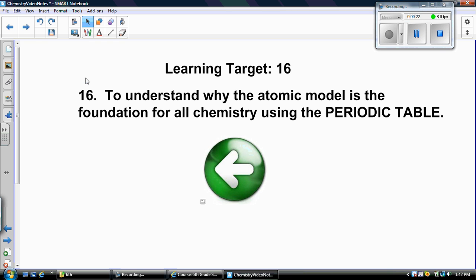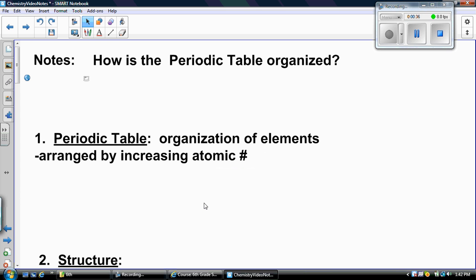So after you've learned about the periodic table, you should be able to realize that atoms and how atoms are organized is the basic foundation for chemistry. It's how we learn about the matter that is on Earth and around us in the universe. Okay, so the periodic table is an organization of elements, and it's arranged by increasing atomic number, which we will get into what an atomic number is.